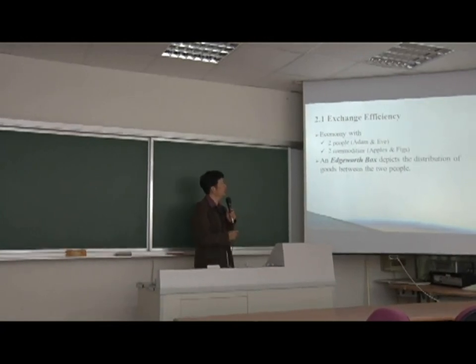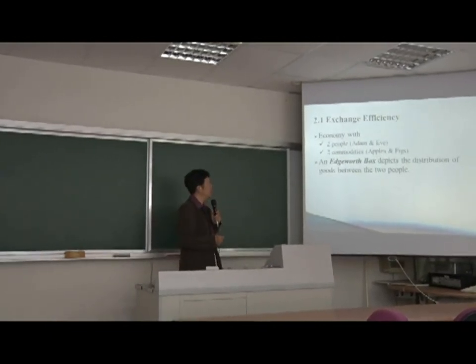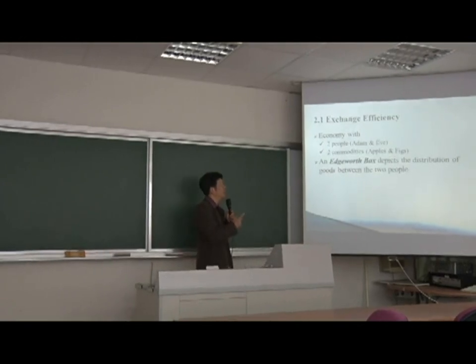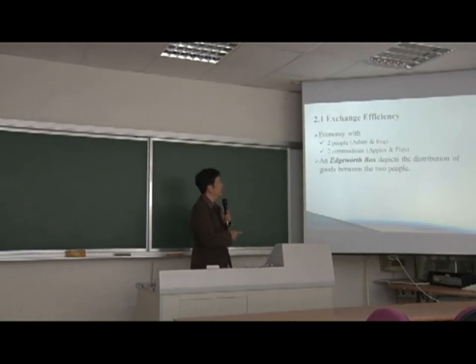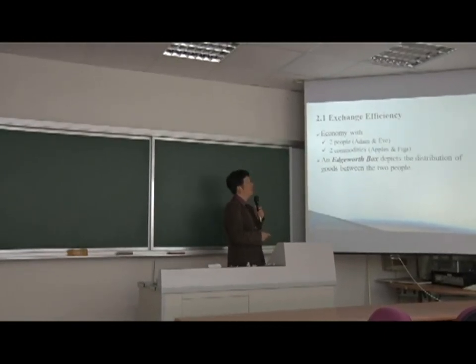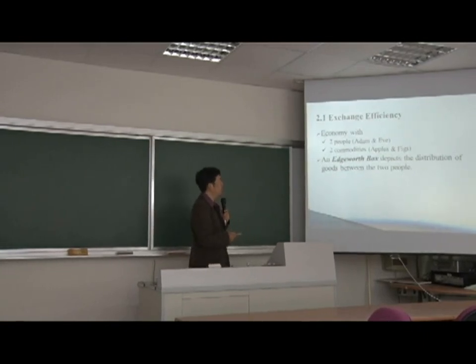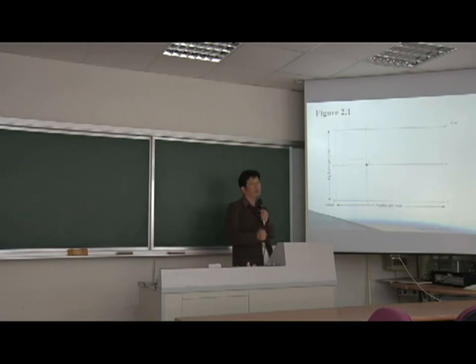So first, we show you the exchange efficiency. For the economic system, we imagine our society only considers two persons and two commodities. Two persons, one is Adam, one is Eve. And the two commodities are apples and figs. Then we can use the Edgeworth box to describe the distribution of the goods between the two people. This is what we call the Edgeworth box, and this is apples and this is figs. After that we have the initial point.